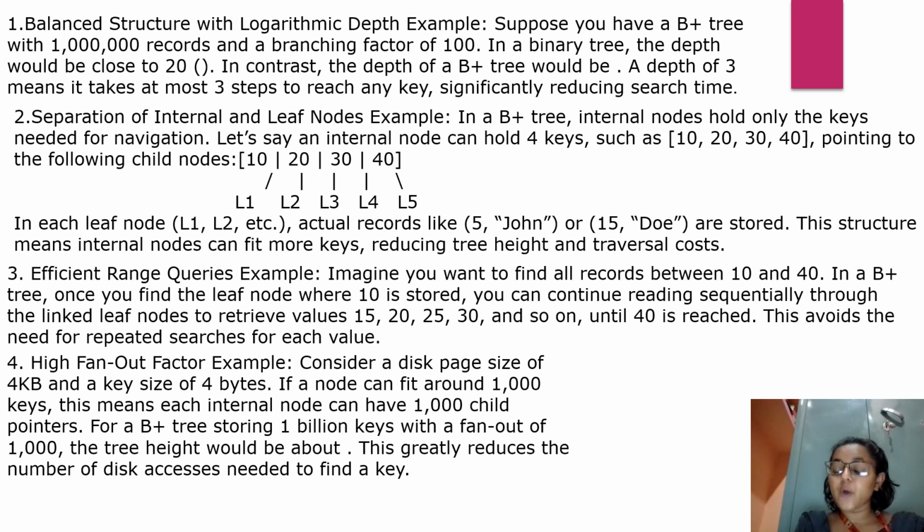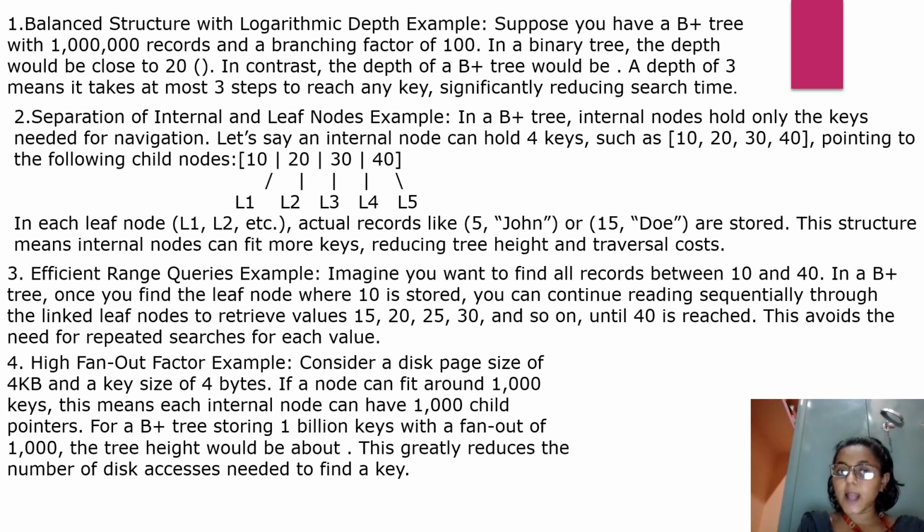For example, you have 10 lakh records and a branching factor of 100. In a normal binary tree, the depth would be 20, but in a B+ tree it would be 3. The depth for 10 lakh records is 3, and it is very easy to search or reach any key, which also significantly reduces the search time.